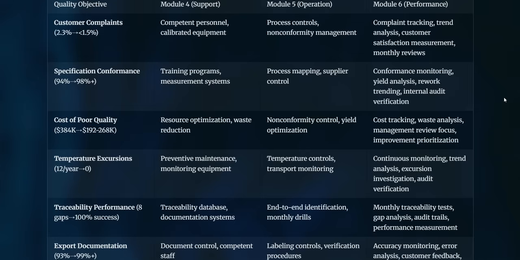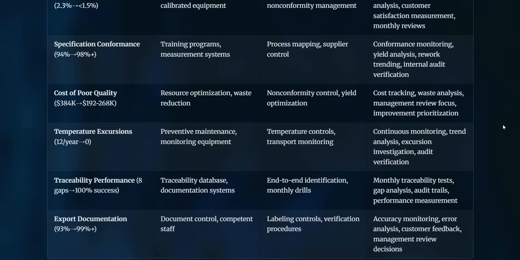Our sixth and final quality objective is export documentation. From Module 4 support, document controls and competent staff have been provided. From Module 5 operations, labeling controls and verification procedures have been implemented. Today in Module 6 performance, we will have accuracy monitoring, error analysis, customer feedback, and management review decisions.